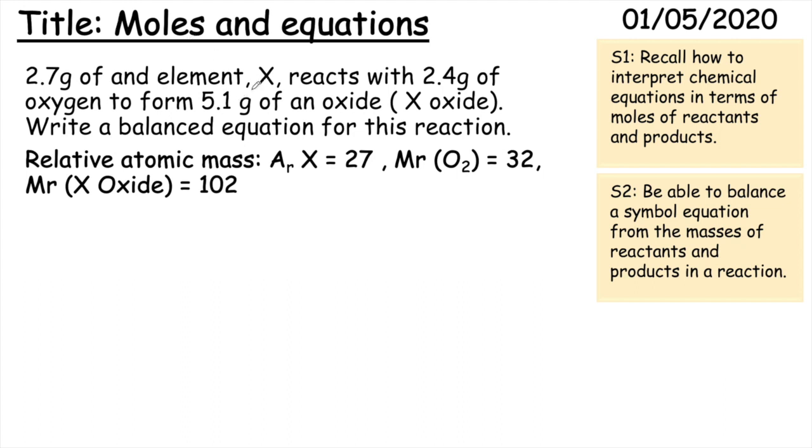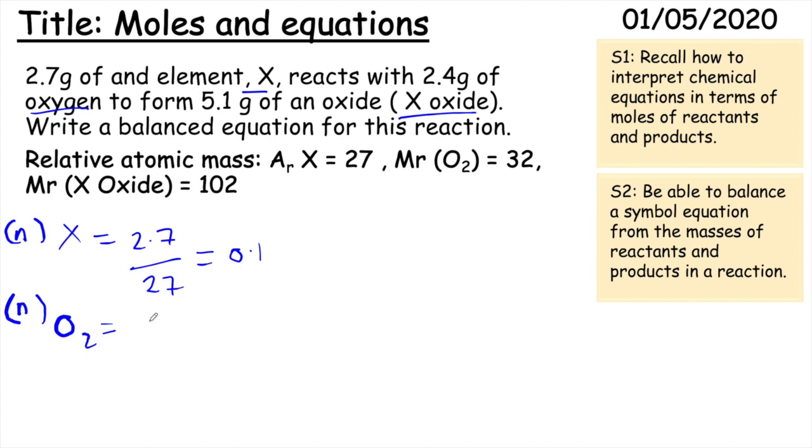So the first thing to do, work out the moles of X, work out the moles of oxygen and of our X oxide. So the number of moles of X equals the mass, 2.7, divided by whatever X is, but it actually tells you the MR at the bottom here. It says the AR of X is 27. So doing that is 0.1. The number of moles of our next one, which is oxygen, is 2.4 divided by 32, and that equals 0.075.